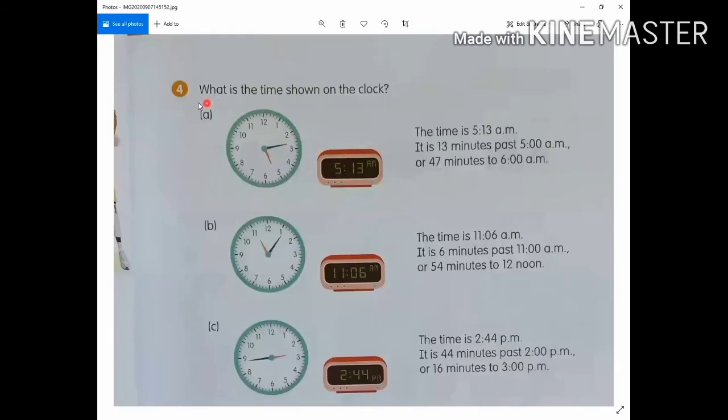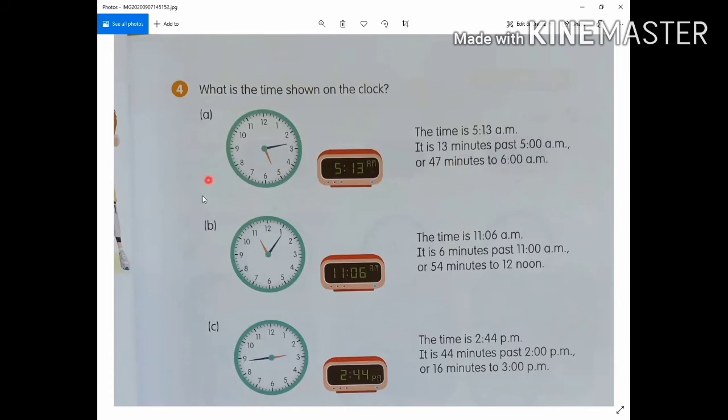Page 55, number 4. What is the time shown on the clock? Let us see part A. This is the analog clock and this is the digital clock. Look at them. The time is, yes, they are the same, 5:30 a.m. Or we can say that it is 13 minutes past 5 a.m. Or we can say also 47 minutes to 6 a.m. I have explained it before.